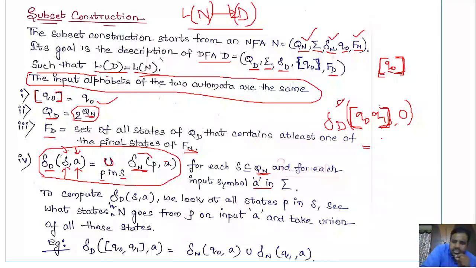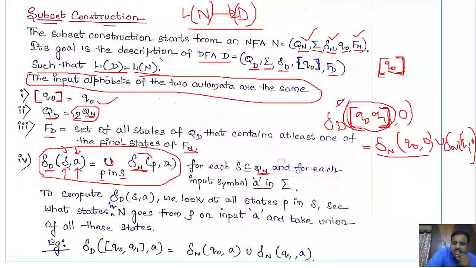So how do we compute this? Go to the individual states in the NFA. We write delta N of Q0 comma 0, union delta N of Q1 comma 0. Since [Q0, Q1] is a single state in the DFA, but these are two different states in the NFA, we calculate the transition function on each state separately and perform the union on that.